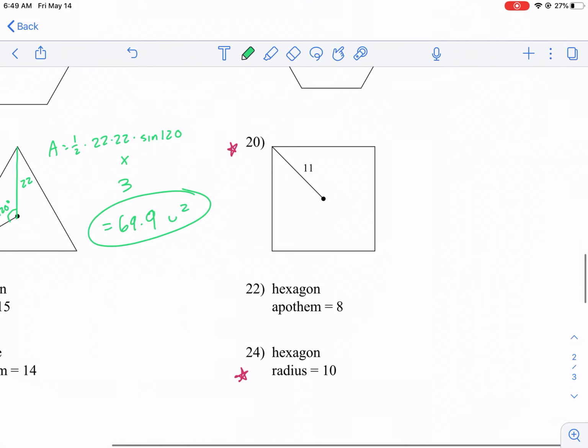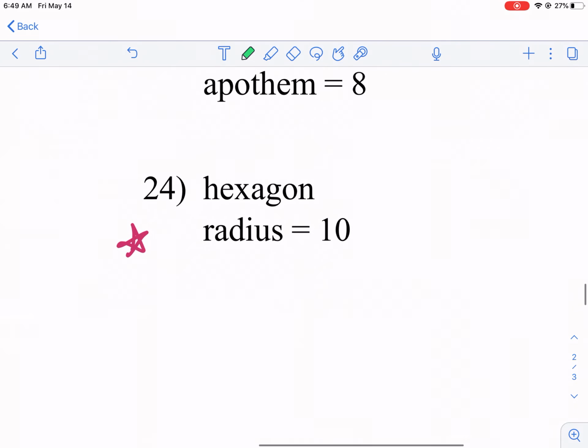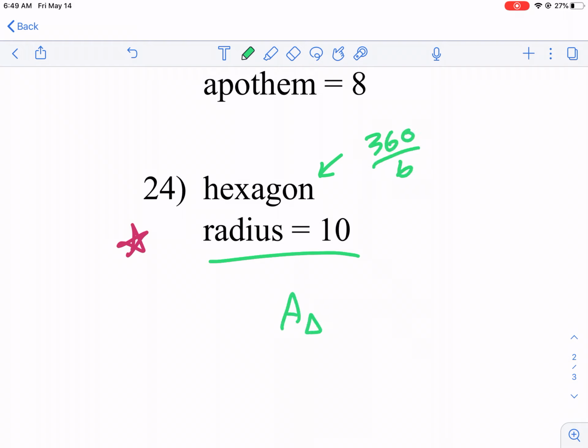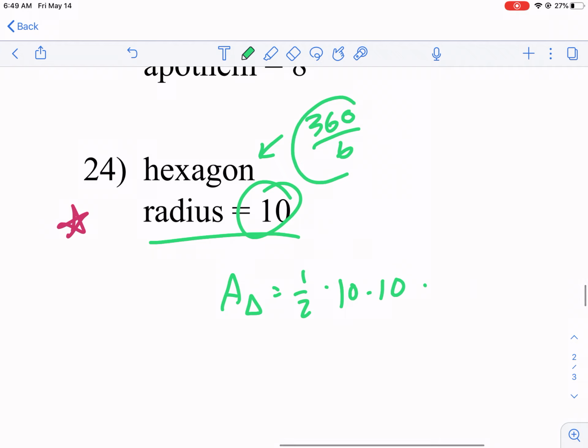Oh, that's a square. Let's do a hexagon. So here we have a hexagon. We're just told the radius is 10 without even drawing it. Because it's a hexagon, we know we're going to do 360 divided by 6 for our central angle. So the area of a triangle equals 1/2. The radius is 10, 10, that's easy. This is 60 degrees, our central angle, times sine 60.